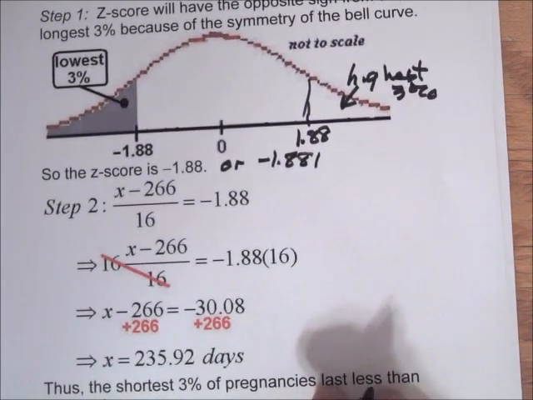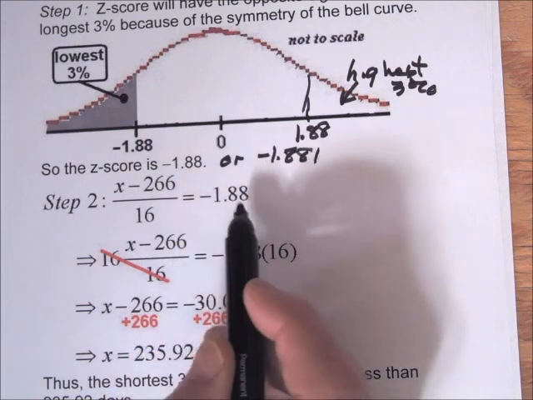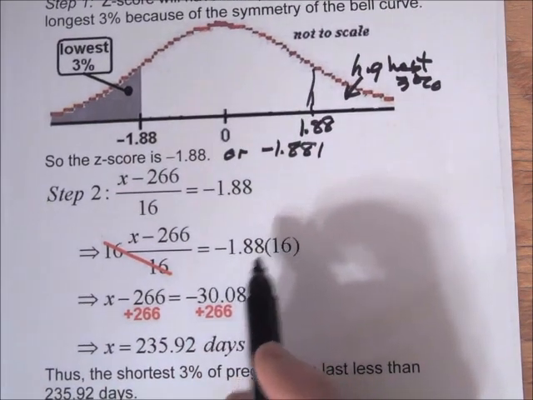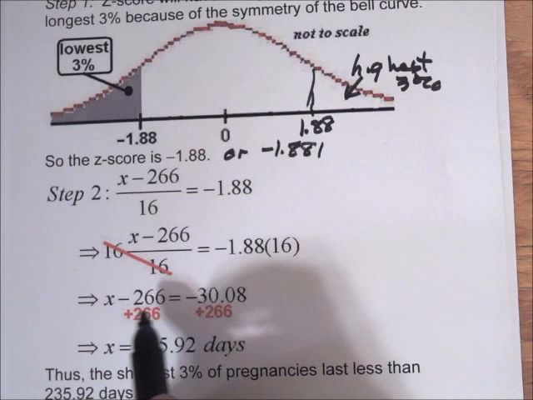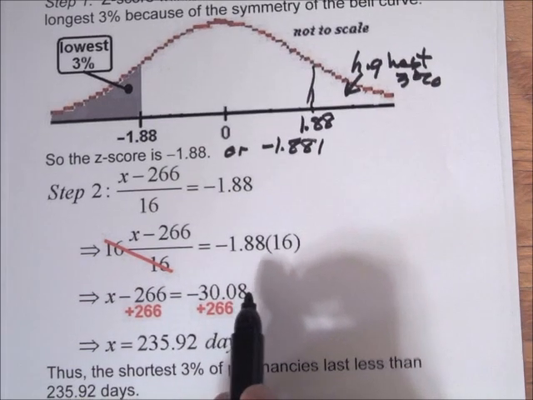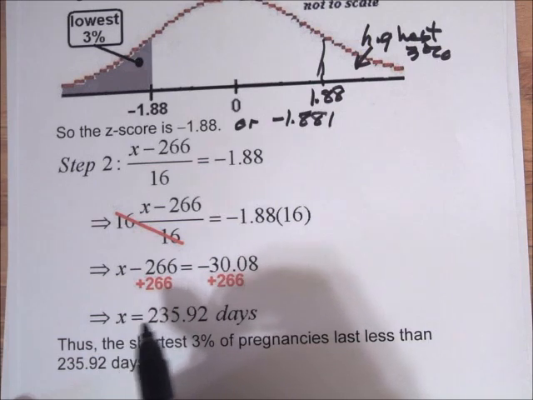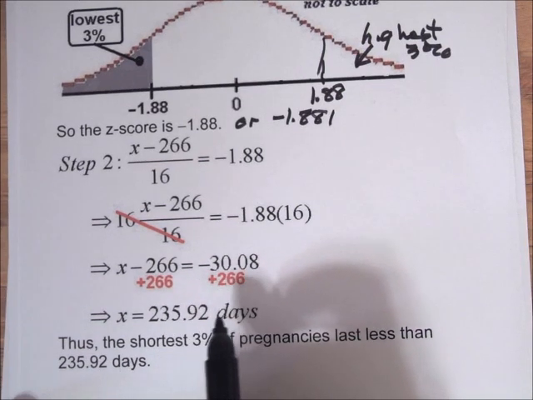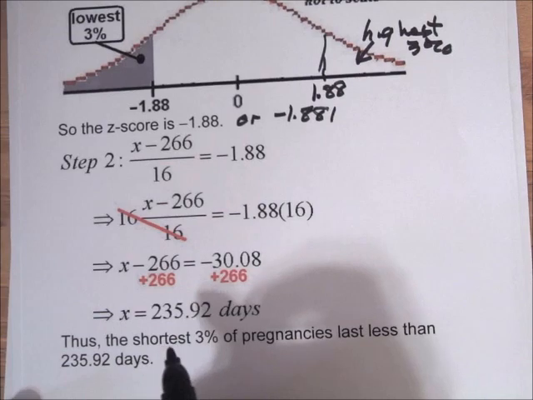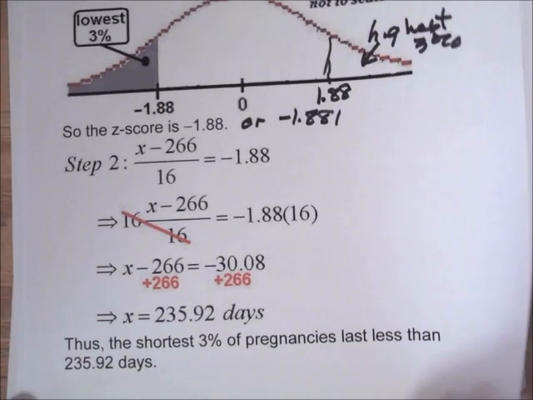So it's the same process. You want to solve x minus 266 divided by 16 is equal to negative 1.88. Multiply both sides by 16. You get x minus 266 equal to negative 30.08. Add 266 to both sides, but really you're subtracting because you have opposite signs, and you get x is equal to 235.92 days. So the shortest 3% of pregnancies last less than 235.92 days.